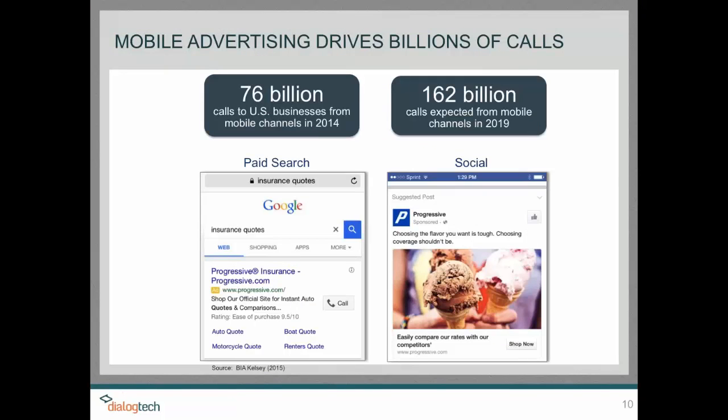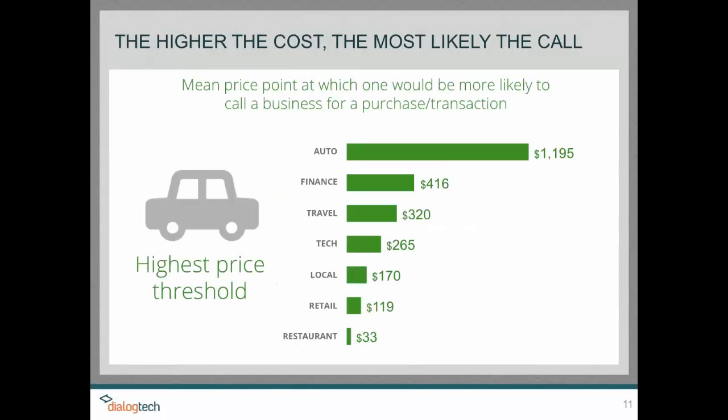Here's some new statistics by BIA Kelsey, an analyst firm, that showed last year there were 76 billion calls to U.S. businesses, specifically from mobile search, mobile social, and mobile display advertising. 76 billion, that's a pretty heavy amount. But in the next 4 years, that number is supposed to more than double to 162 billion as more and more people get on smartphones and as more and more marketers shift their ad budgets to mobile. That's a staggering amount of phone calls.